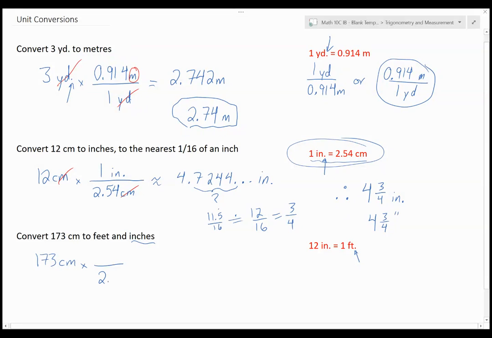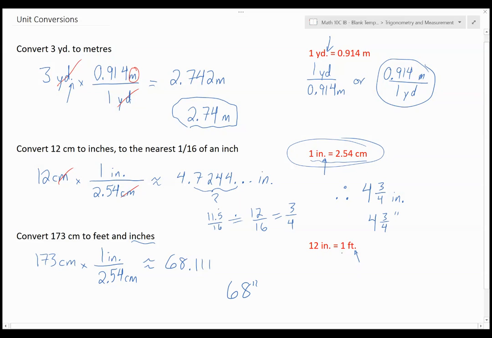So that was 2.54 centimeters in 1 inch, which means I'm taking the 173 and dividing by 2.54, which gives me approximately 68.111. But since I just want inches, I'm just going to give a whole number of inches. That's an appropriate precision for something that seems to be about human height-ish. So we're going to call that 68 inches.